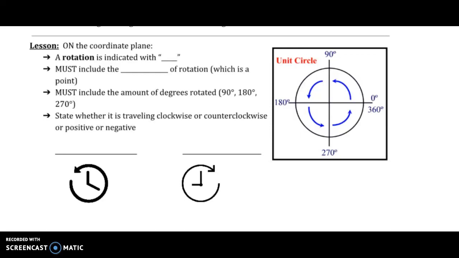This is Unit 3, Lesson 3, Rotations on the Coordinate Plane. This will be the lesson video.